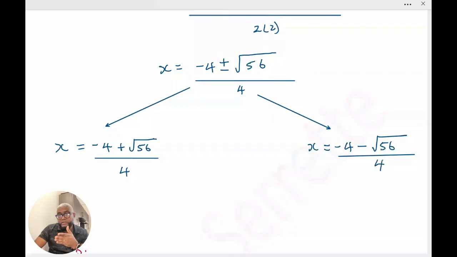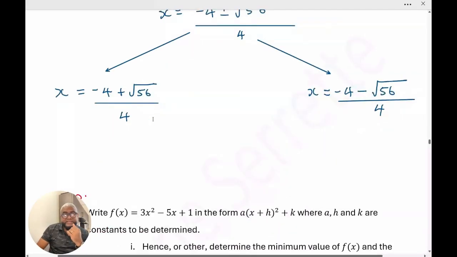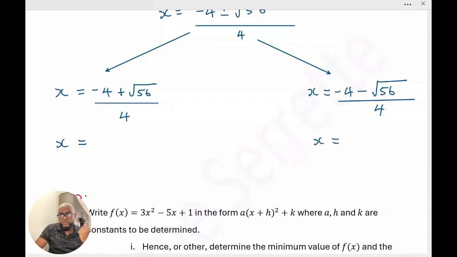Right, let's work. Give me some answers here. I need two answers from the roots of my quadratic. Roots are the values of x. The values of x are the roots. So for the negative, 5.87, to 2 decimal places. You get that? Check it. Put the minus again. 0.13.